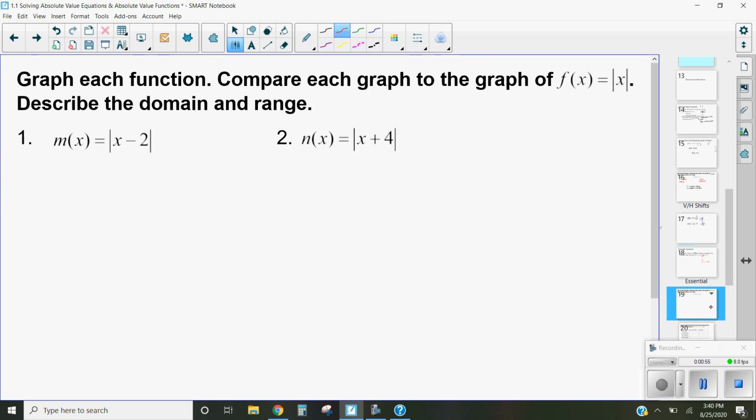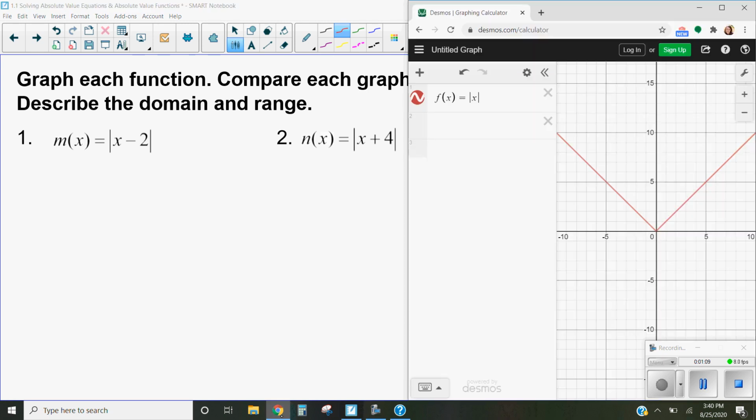So here are two different functions. We're going to compare them to the parent function. And remember, our parent function here is f of x equals the absolute value of x. In order to compare these, the easiest thing to do is to graph them. So let's take a look at their graph. Now in red here, I already have our parent function, f of x equals the absolute value of x. Now I want to add in this first function here.